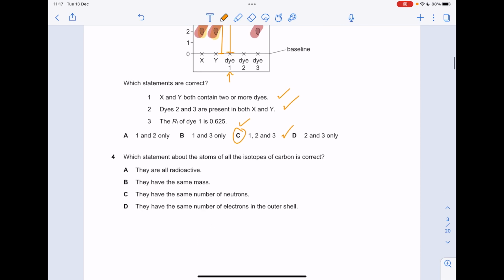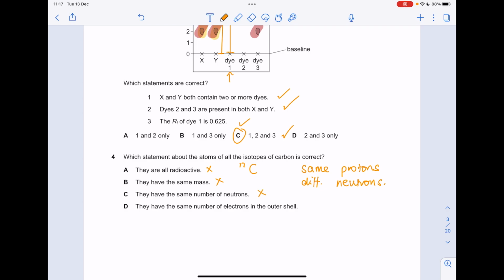Which statement about the atoms of all isotopes of carbon is correct? So remember, isotopes are atoms of an element with the same number of protons, but different mass numbers, because they have different numbers of neutrons. So they're all radioactive. That's not true. Carbon-12 is not radioactive. They have the same mass. No, that's not true, because they have different numbers of neutrons. They have the same number of neutrons. I keep saying that they have different numbers of neutrons, so that's not true.